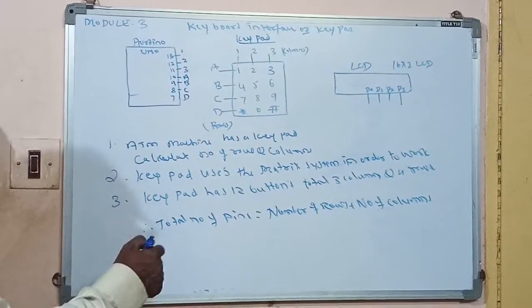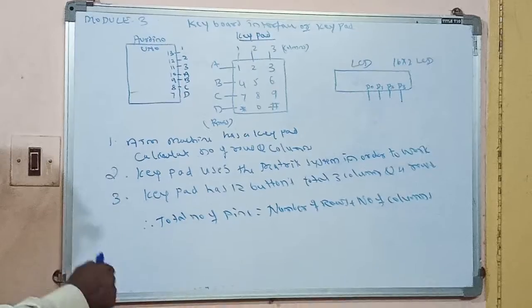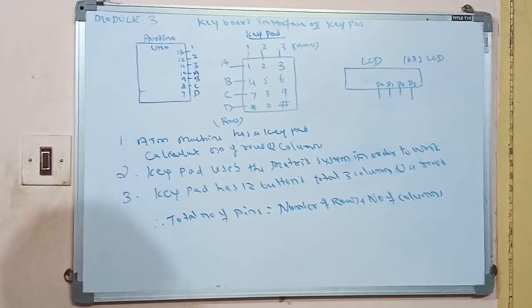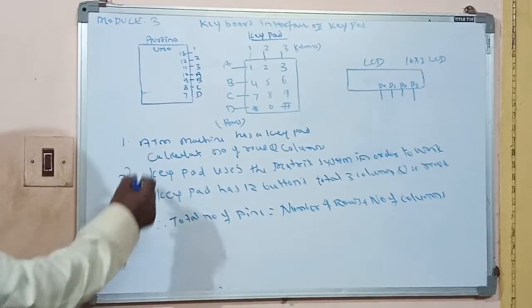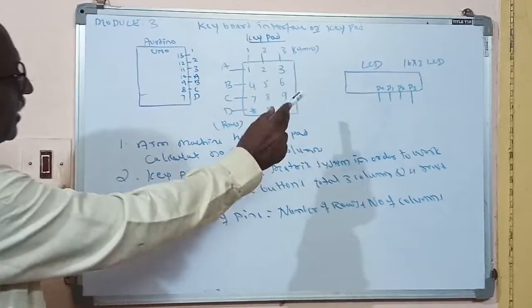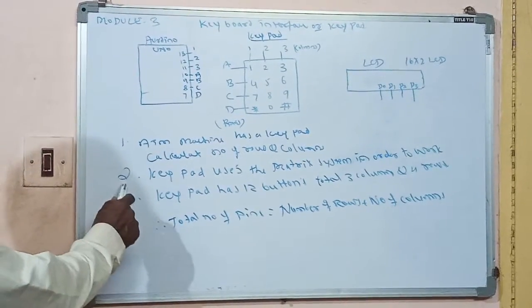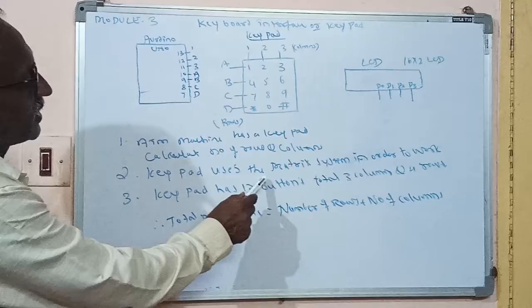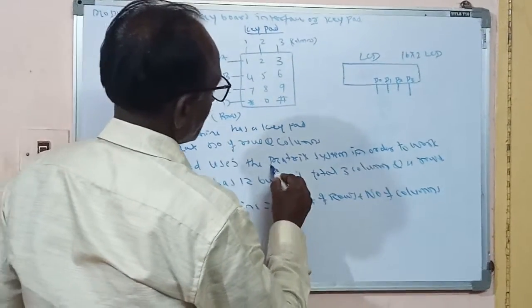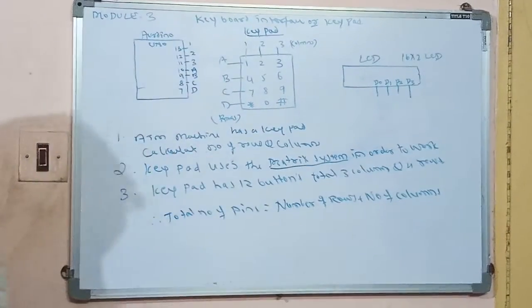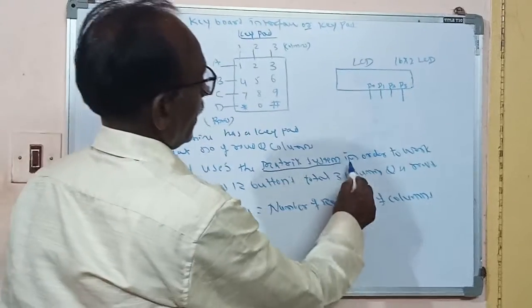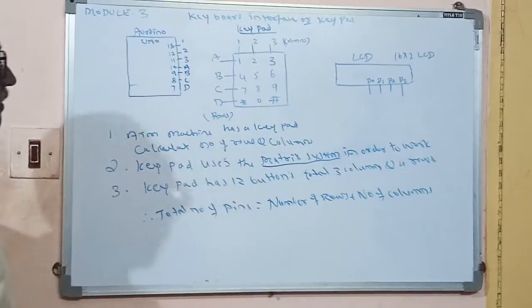Then you can find out the result. An important observation for this experiment is that this type of keyboard can be seen in all ATM machines as a keypad. Calculate the number of rows and the number of columns, which is most important. The second important point is that the keypad uses the matrix system. Always remember the number of rows and columns. It always uses the technique of a matrix system in order to work.